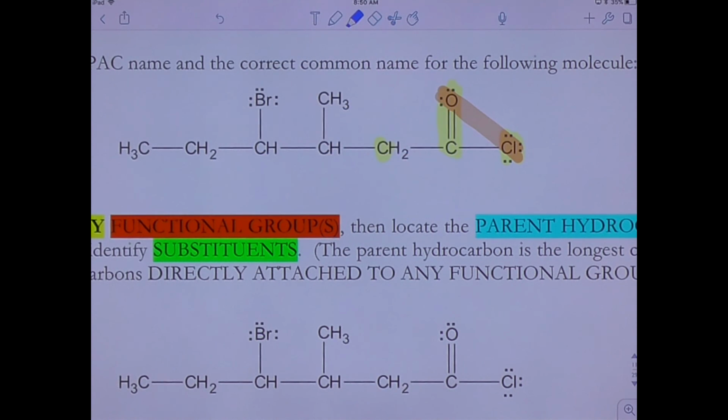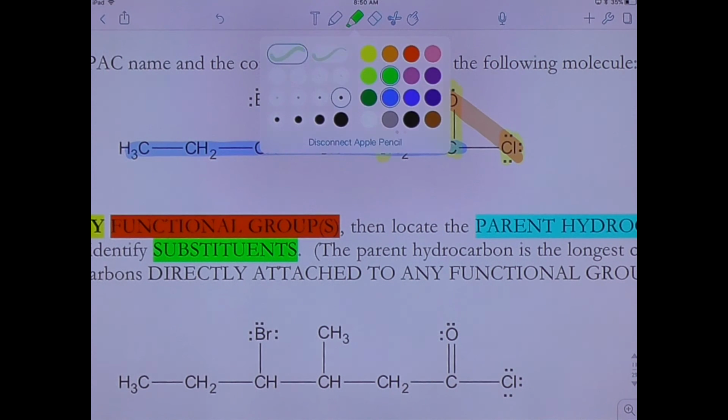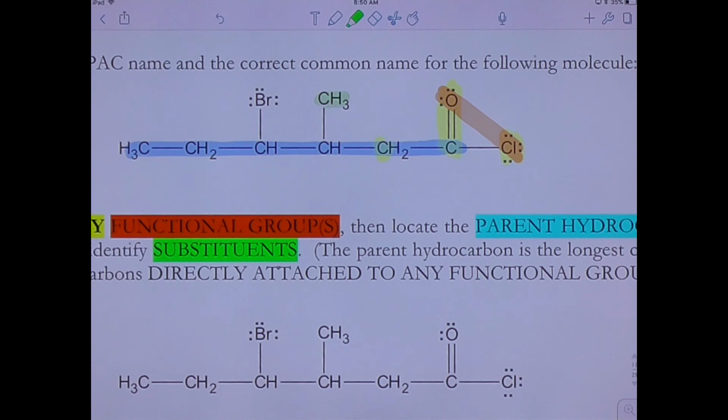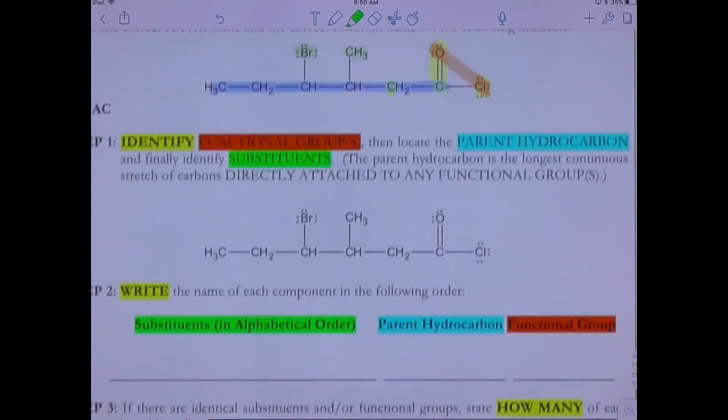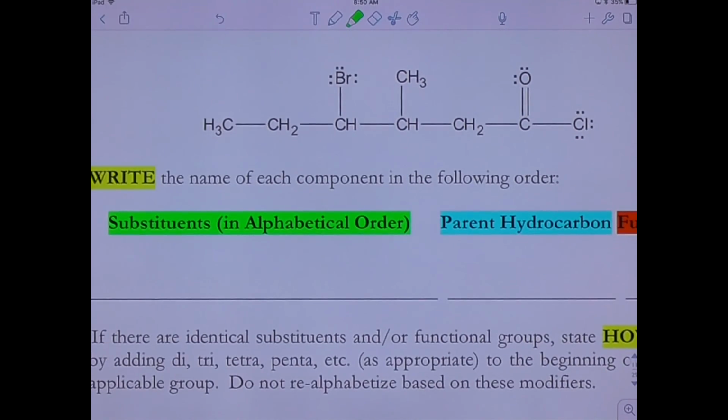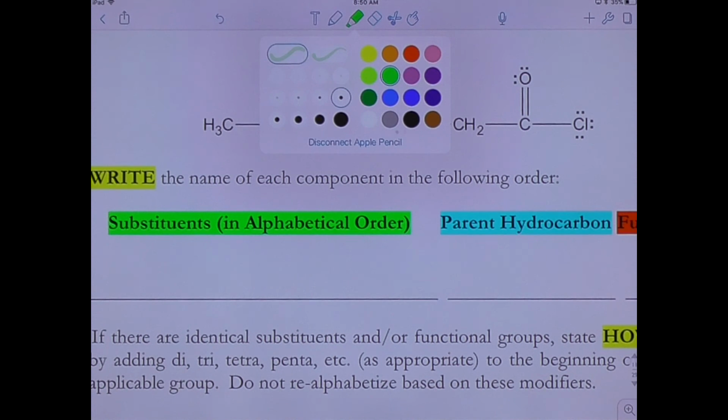After you've identified the functional groups, figure out your parent hydrocarbon, because it has to be the longest continuous carbon chain that includes the functional group. And then figure out your substituents. All right, then put your substituents in alphabetical order, and that's going to be what? I should have highlighted this instead, sorry. I'll do it real quick while you're thinking.